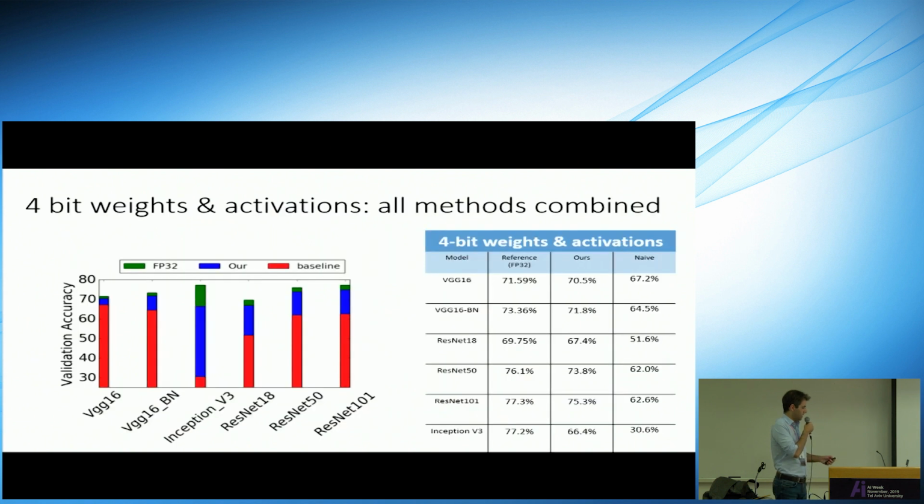To summarize, we're getting quite a lot of improvement, almost back to full floating point precision in some of the cases, with a degradation of only 1% or 2%, using just this calibration technique of setting the clipping values correctly and correcting the mean.